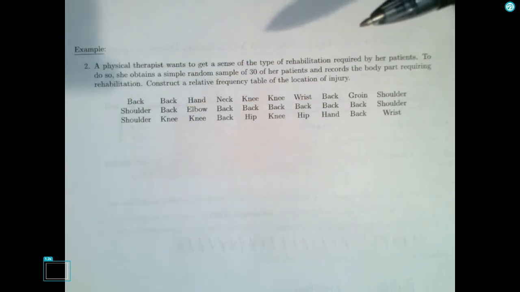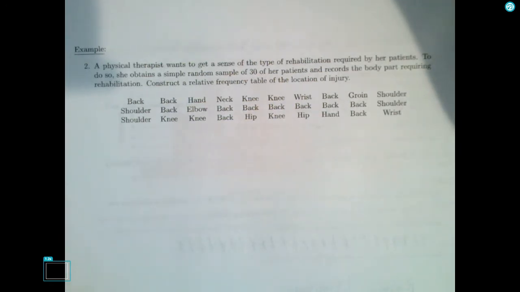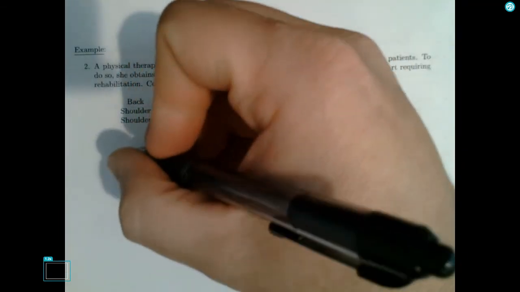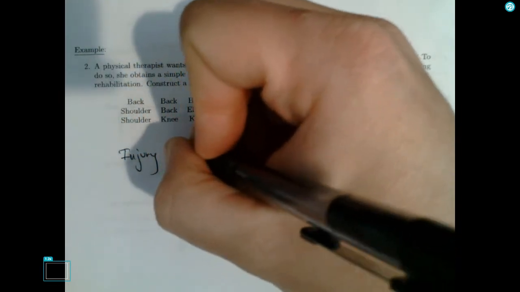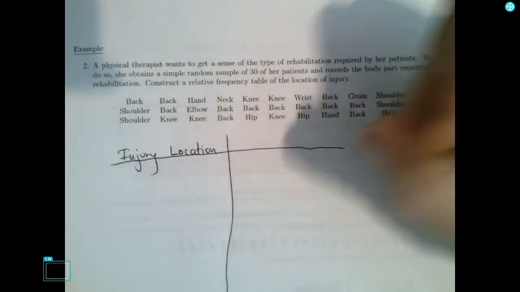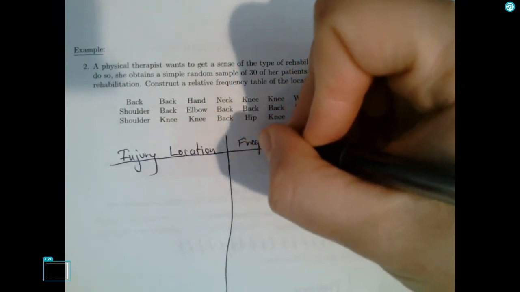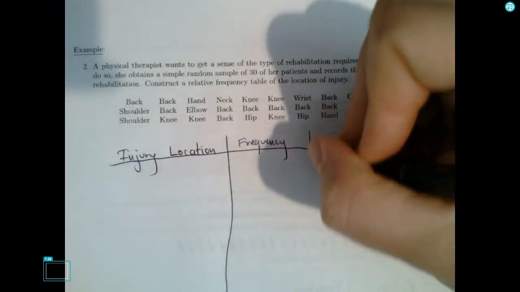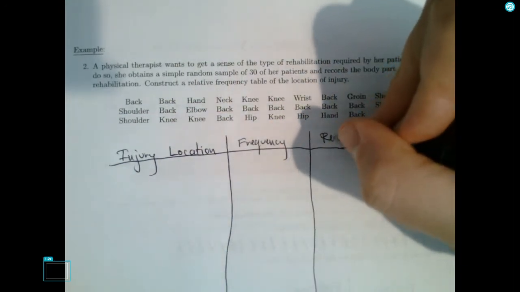If we're going to create a relative frequency table, first we need to list off the categories. The categories in this case were the locations of injury, so I'm just going to call that injury location. And in order to get the relative frequencies, first I need to know what the frequencies are. So I'm going to make a column for the frequency, and then I'll be able to make a column for the relative frequency.